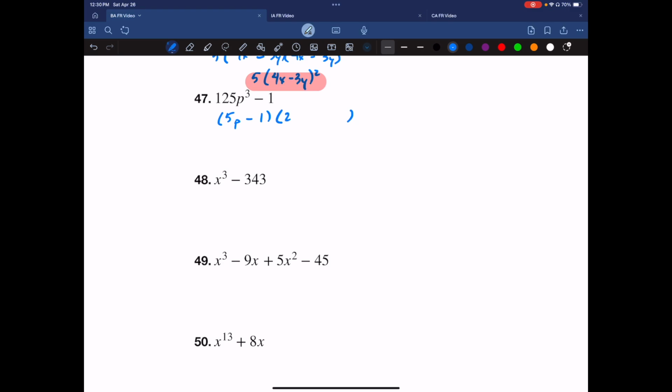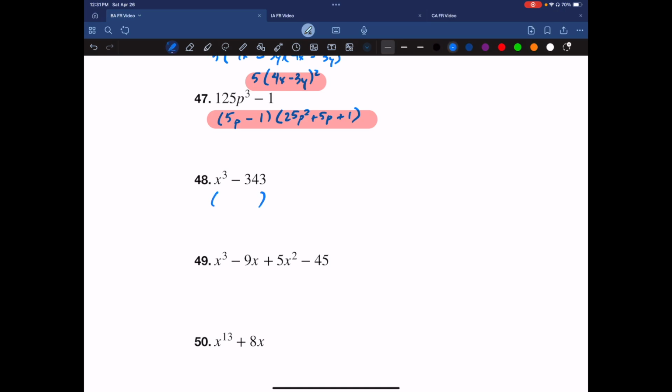And so that's going to be 5p, and we'll square my first term. That's going to be 25p squared. Multiply my two terms together. So it's 5p times negative 1 is negative 5p. I change the sign, so it's going to be plus 5p. And then I square my last term, so it's always positive. So it's going to be plus 1. And that's it.